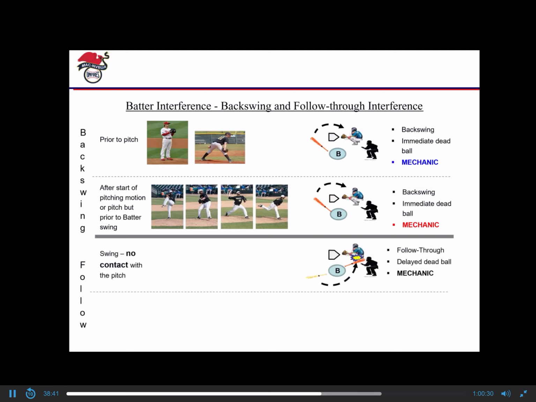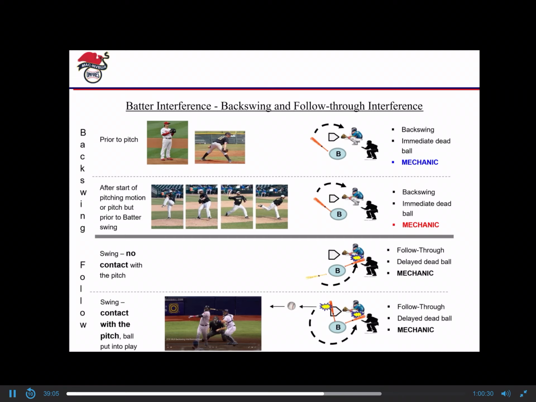Follow-through interference is when there's an actual swing by the batter. There are two types of follow-through interference. One is where there is no contact with the pitch. He misses, and on the miss, he brings the bat around and hits the catcher. That's follow-through interference. That's potentially going to be a delayed dead ball situation.